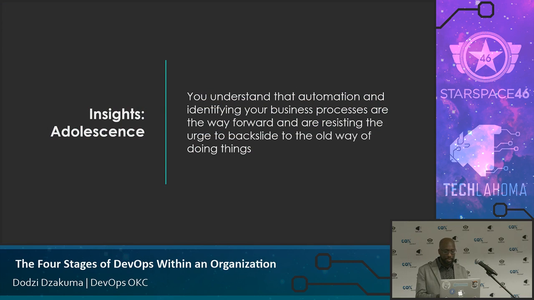The insights from adolescence. So you understand that automation and identifying your business processes are the way forward, but you have to go through and make sure that everyone in your organization is resisting the urge to go back to do things the old way. Otherwise, it's back to the old way of business and, oh, sorry, microservices didn't work for us. You didn't push through hard enough and you weren't focused enough.